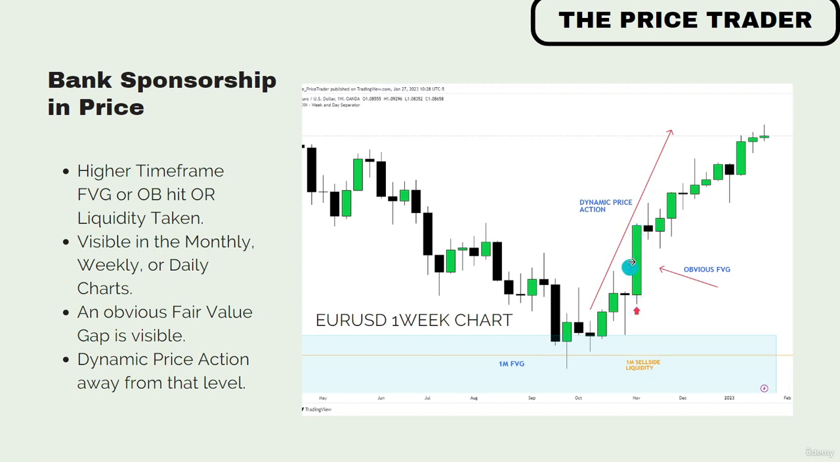This candle, I would say, is the one that indicated to us that there's bank sponsorship, because before that, down here, we were still bearish and looking at the market potentially continuing lower. But once we see this dynamic price action, that is our indicator that there's bank sponsorship at this level, and we want to now look for buying opportunities.